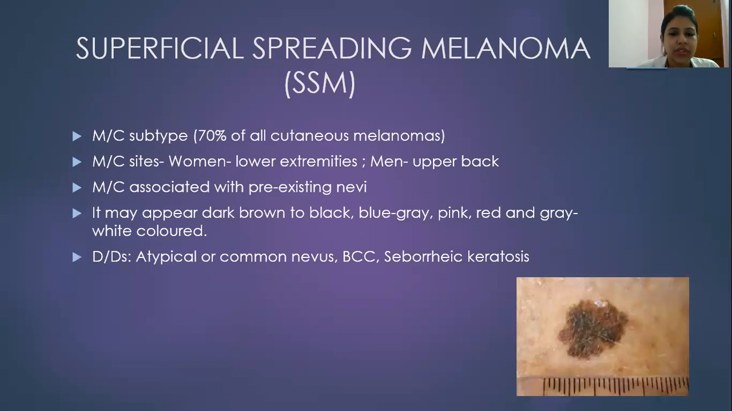It's most commonly associated with pre-existing nevi. It may appear dark brown to black, blue-gray, pink, red, and gray-white in color. DDs are atypical or common nevus, basal cell carcinoma, seborrheic keratosis.